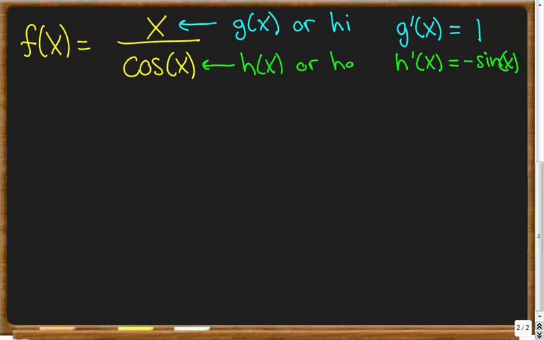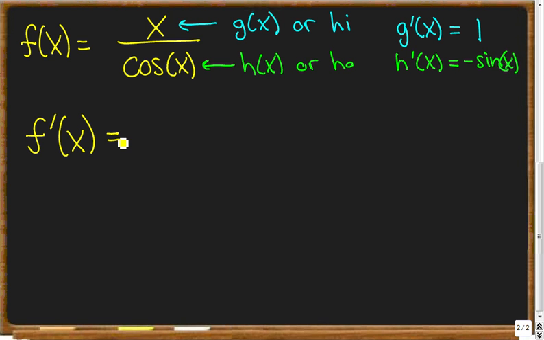Again, remember our mnemonic, which was ho d high less high d ho over ho ho. Okay, so that's the method that we have to do. The d high and the d ho are up over here. So we're going to have f prime of x, and again, it always starts off with ho d high.